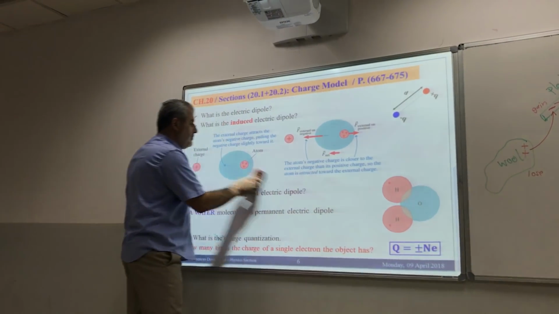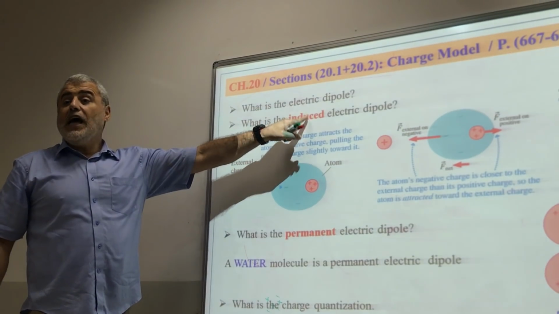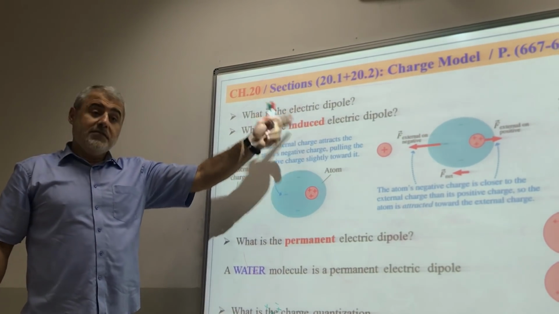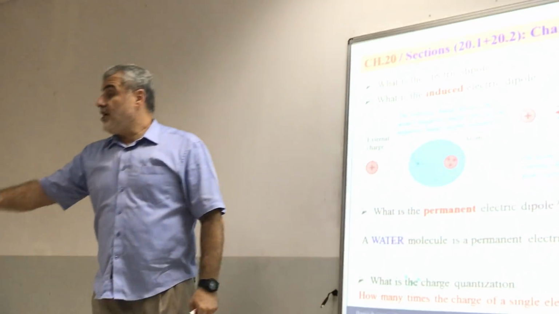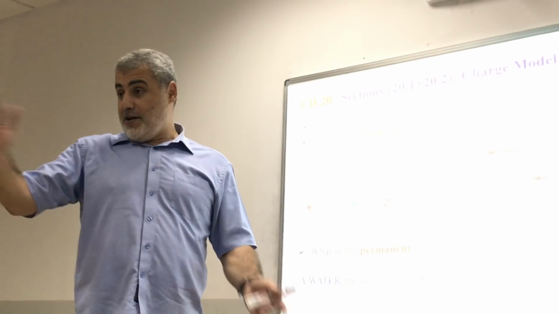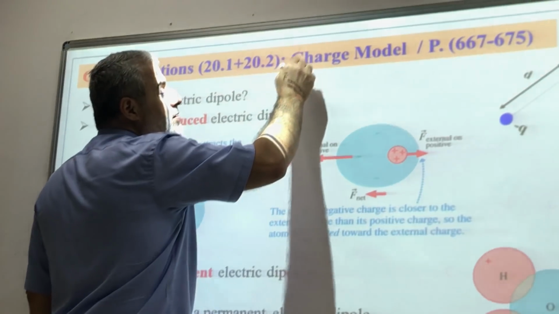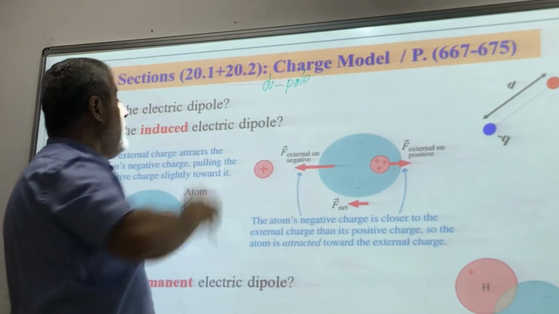Now here, what is the electric dipole? We know that di means two. Dipole means any object that contains two different kinds of charges, positive and negative. You can consider it just like this: two balls, okay?